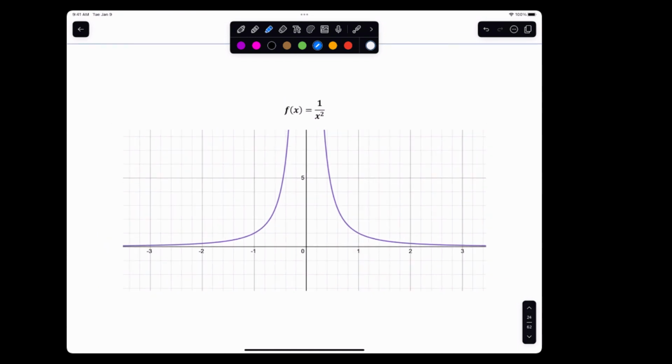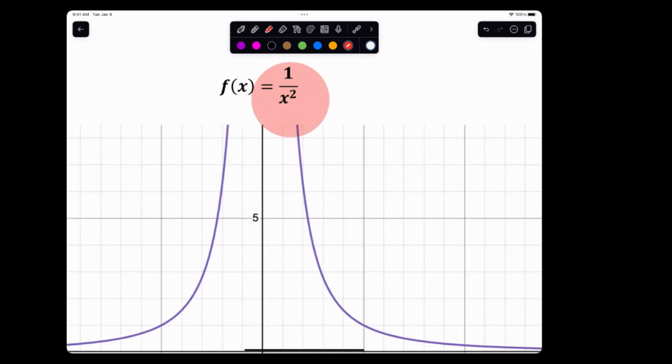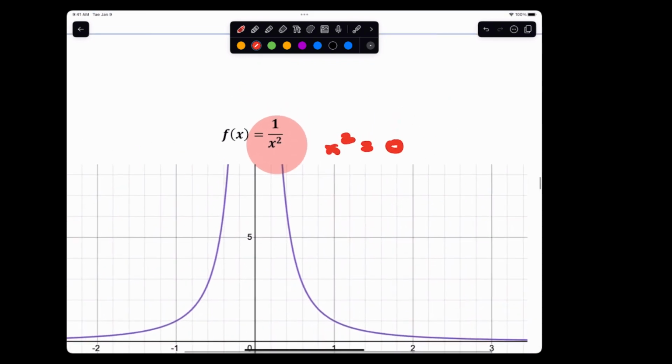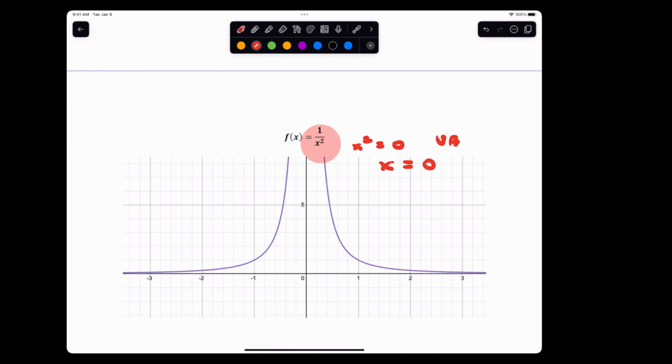Where's our vertical asymptote here? Do you have a rational function? Say yes. How do you find vertical asymptotes? Let x squared equal 0, solve for x. What does that mean? x is 0 is your vertical asymptote. You could have said, I can see that by the graph. So what do you guys know about the graph around 0? What's your limit around 0 here?